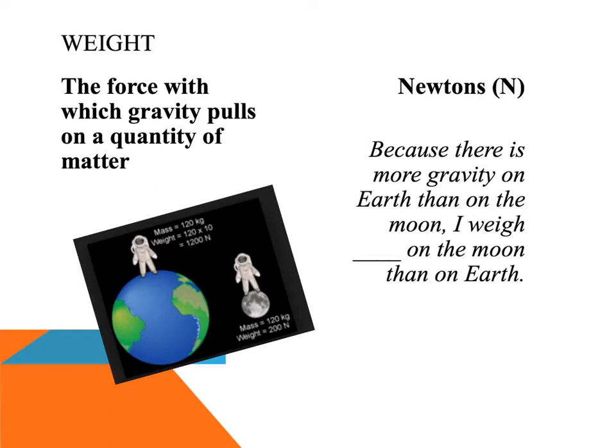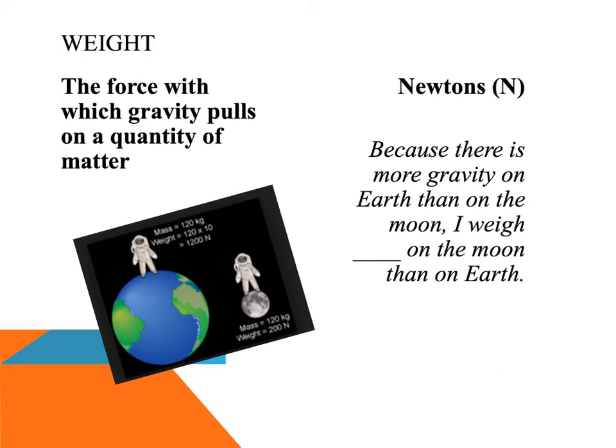Next we have the measurement of weight. Weight's kind of interesting because a lot of times we talk about it like it's the same thing as mass, and on Earth it generally is, but if you leave Earth, that changes. Weight is the force that gravity pulls on matter. So where mass stays the same no matter where you are, weight doesn't. Weight is dependent on the gravity. So for example, on Earth, where we have 6 times more gravity than we do on the moon, we're going to weigh a lot more on Earth than we do on the moon.